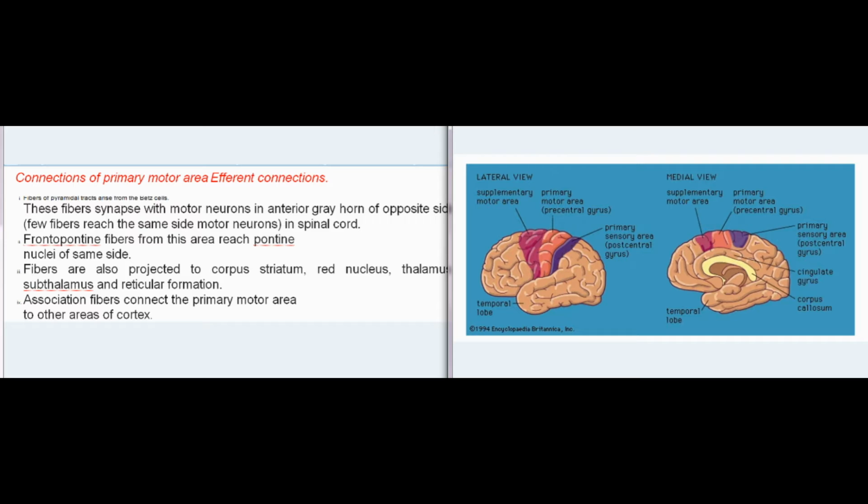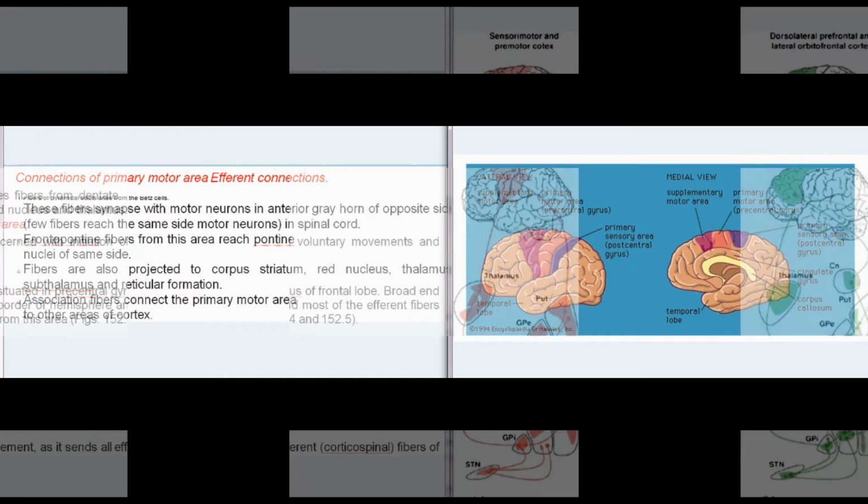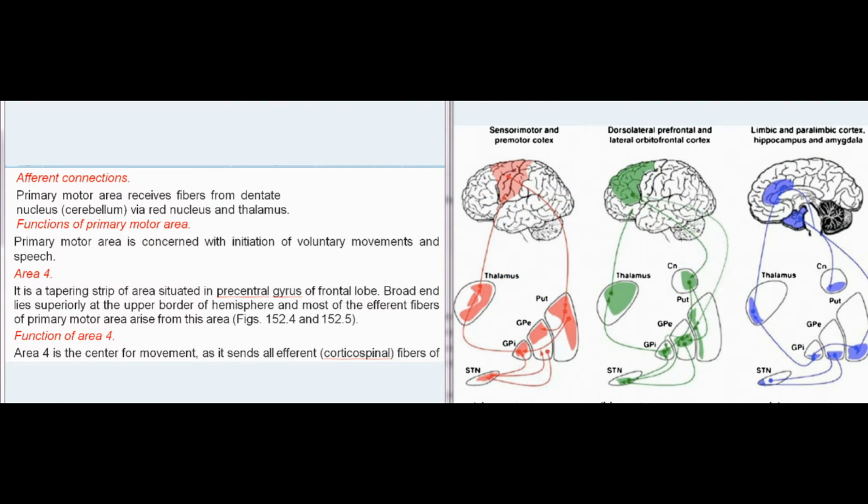Efferent connections. Fibers of pyramidal tracts arise from the Betz cells. These fibers synapse with motor neurons in anterior gray horn of opposite side. Few fibers reach the same side motor neurons in spinal cord. Frontopontine fibers from this area reach pontine nuclei of same side. Fibers are also projected to corpus striatum, red nucleus, thalamus, subthalamus and reticular formation. Association fibers connect the primary motor area to other areas of cortex. Afferent connections. Primary motor area receives fibers from dentate nucleus of cerebellum via red nucleus and thalamus.